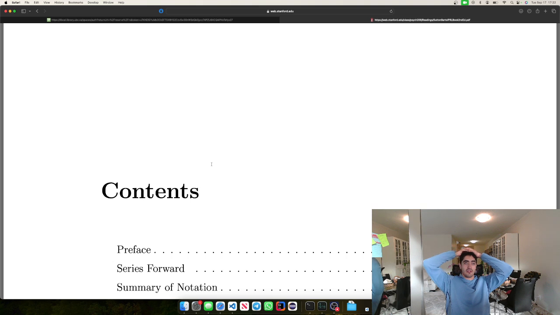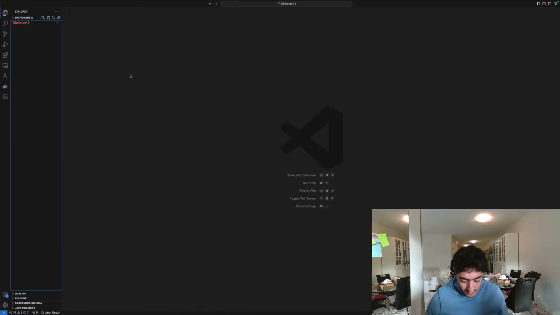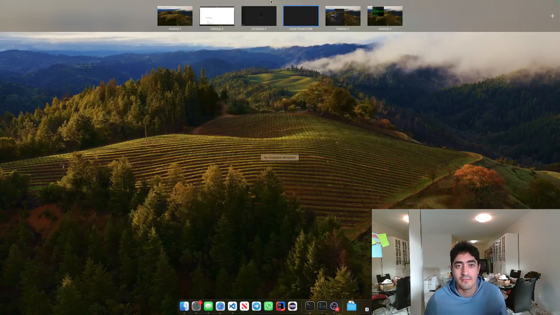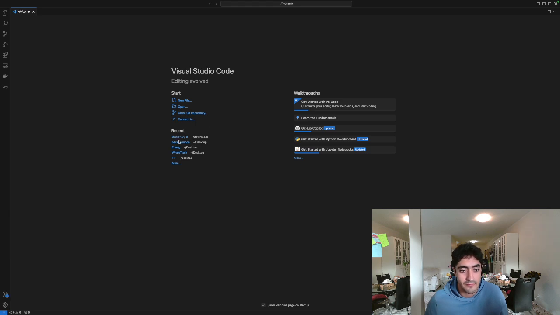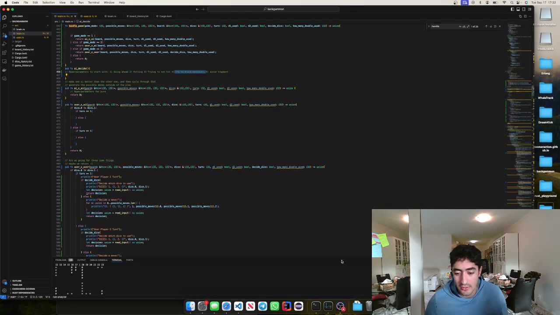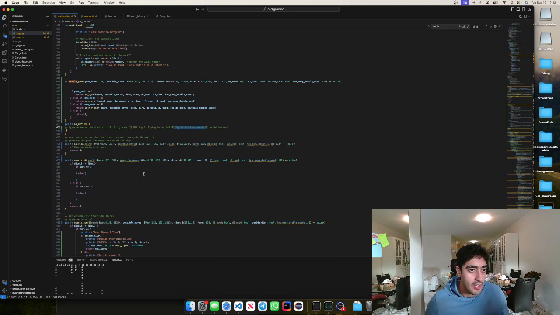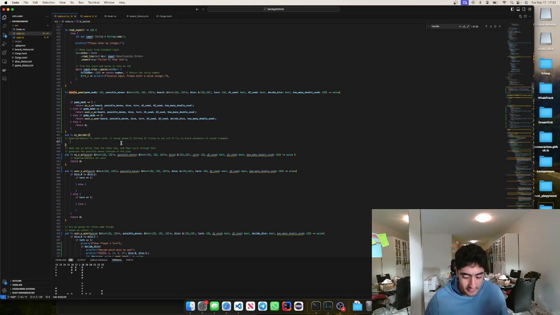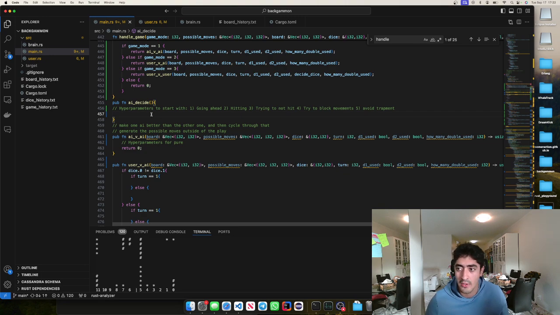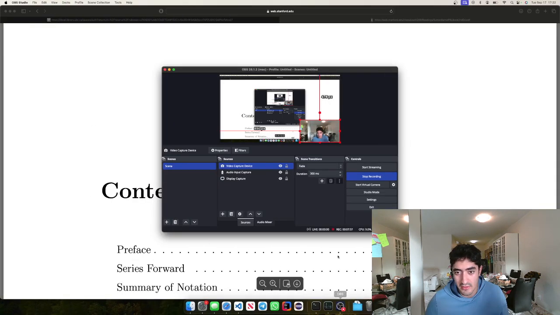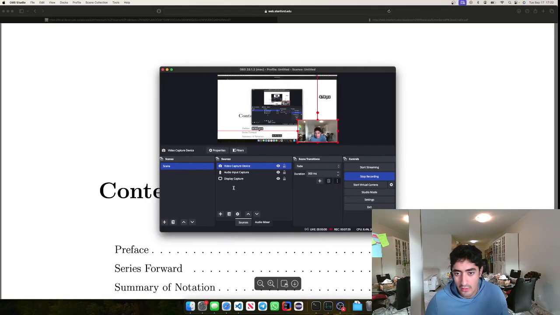Just finishing the backgammon and then going to the phase of developing. Yeah, actually, I just need to pull it up here. I'm not sure how much you can hear, but whatever. So AI decide, this is where the function is. I'm writing it in Rust though. Will you see this? Hopefully.